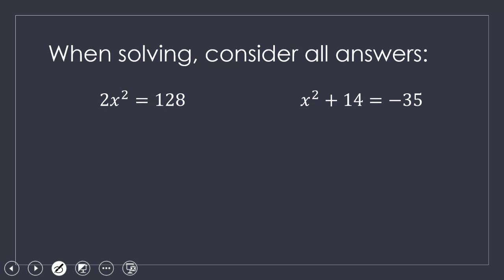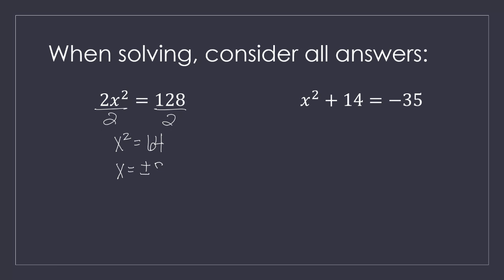Now, when you're solving, make sure that you do not square root until that x squared term is by itself. So looking at this first one, I need to do something with this 2 to get it away from the x squared. I'm going to divide both sides by 2, and then that gets me x squared equals 64. Now that I've got my x squared alone, I can square root both sides, and I get plus or minus 8. The square root of 64 is plus or minus 8.